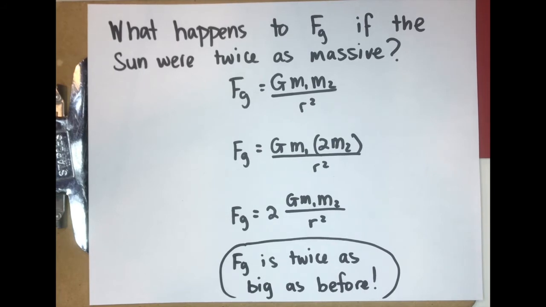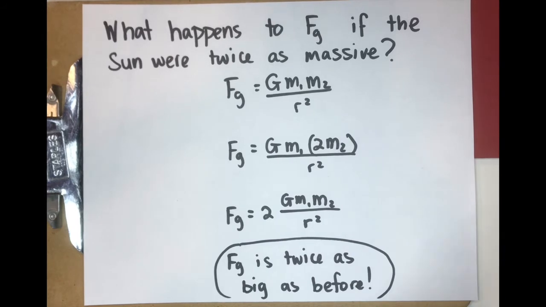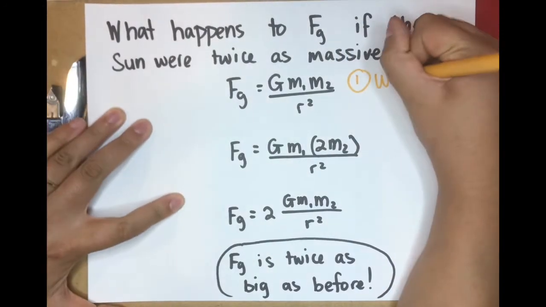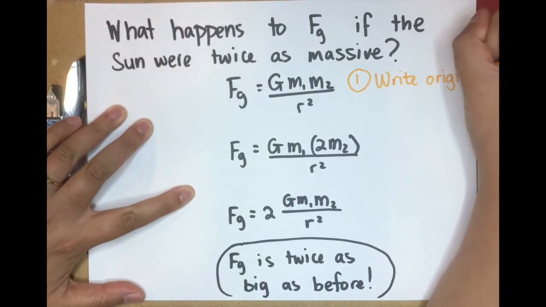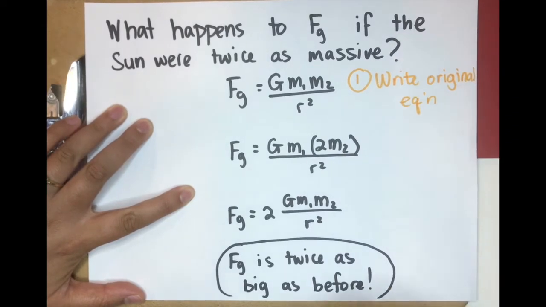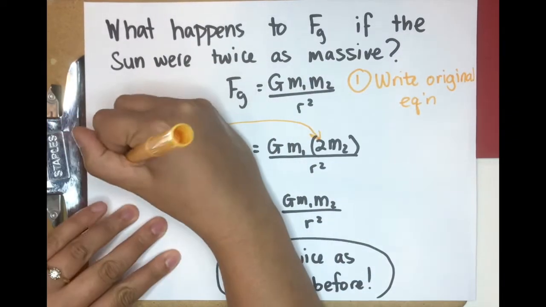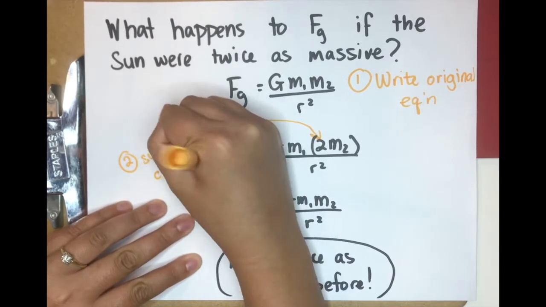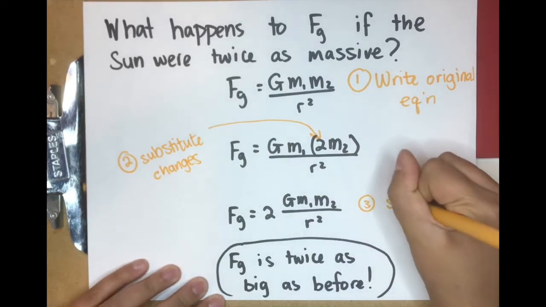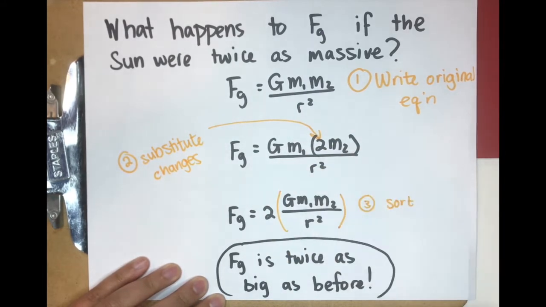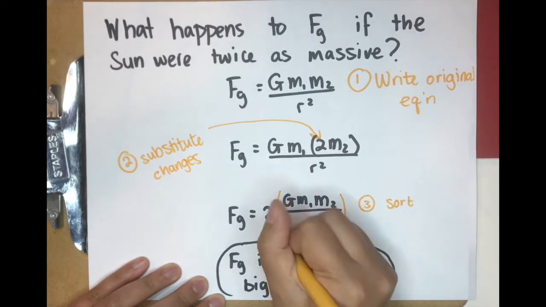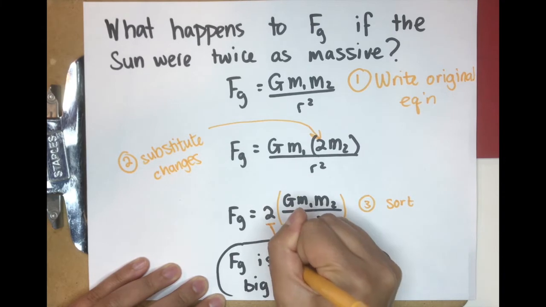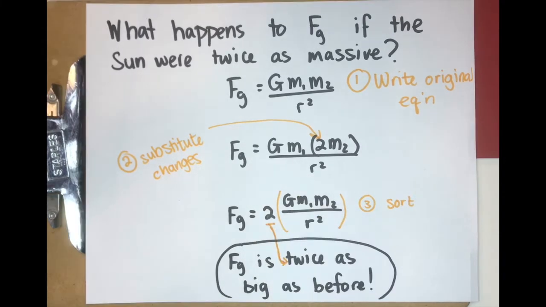So let's break this down step by step. In step number 1, we wrote down the original equation. In step number 2, we substituted the change that was made to the equation. In this case, the sun was twice as massive. Finally, in step 3, we cleverly sort the original equation to the right, leaving any changes to the left. The 2 indicates that the gravitational force increased by 2.